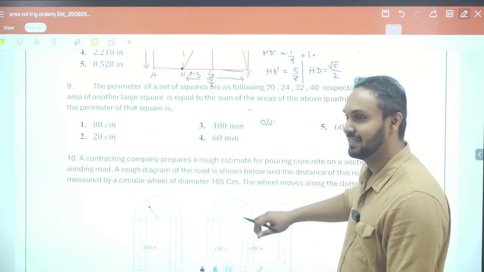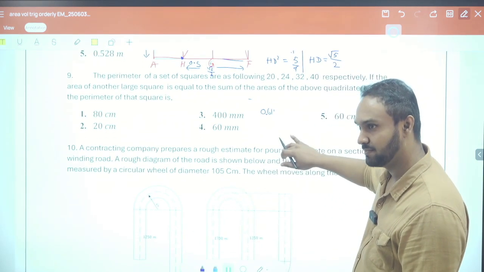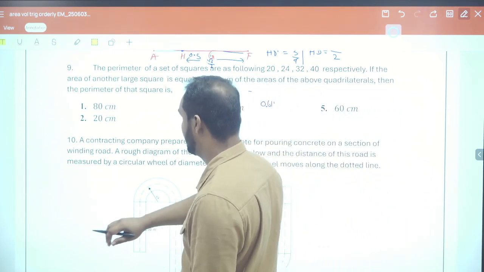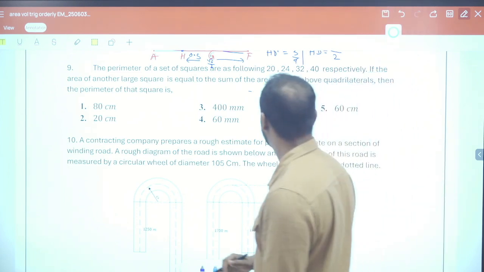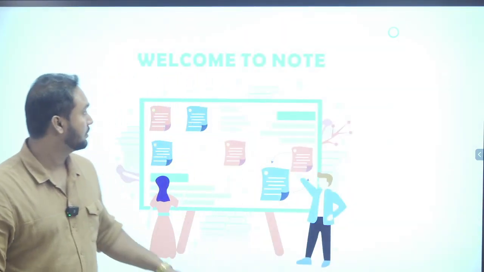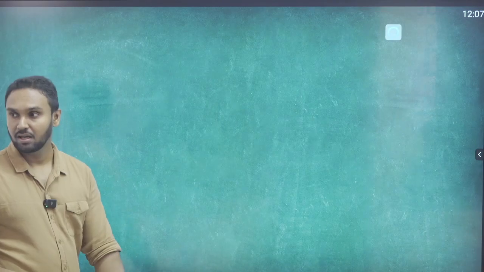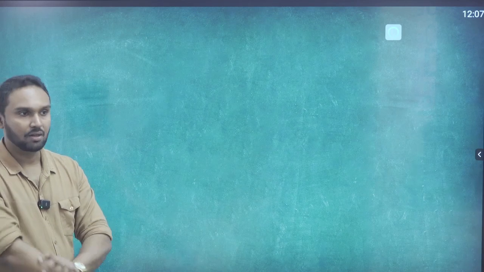Sir, can we use the calculator? Yeah, you can use the calculator. But can't use it for the other subject, right? No. ET, even ET it's fine. For IT you can't. ET and SFT it's fine.